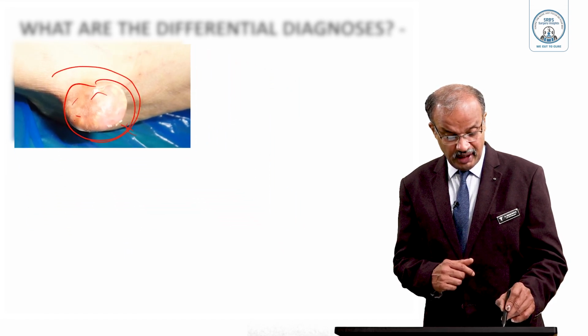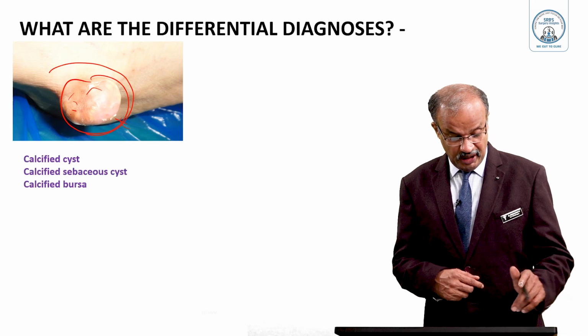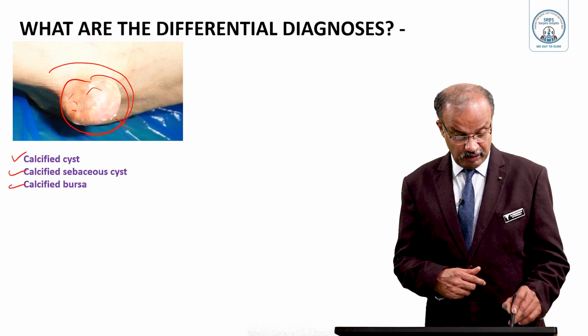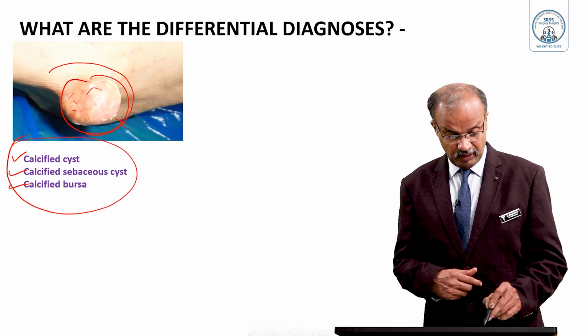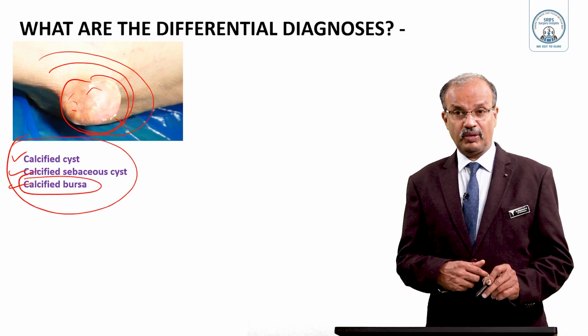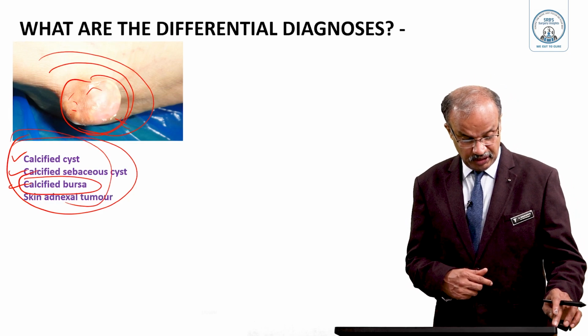So what could it be? This yellowish nodularity suggests the probability is calcified. So it could be a calcified cyst, a calcified sebaceous cyst can happen, a calcified bursa. All these possibilities are common, probably near the joint. So most probably calcified bursa is the diagnosis. All these three entities you have to keep in mind as a differential diagnosis.